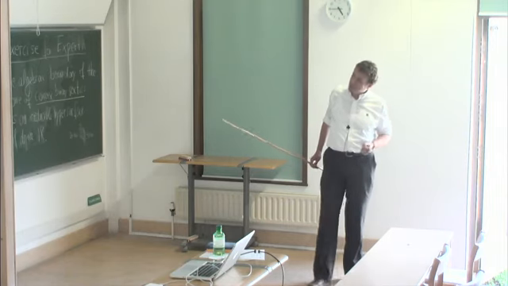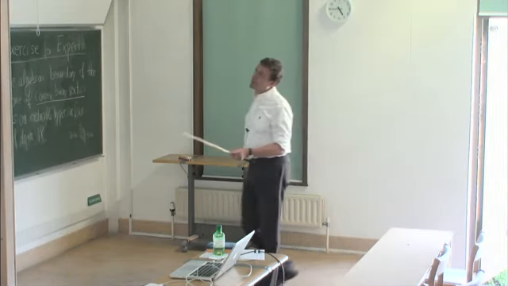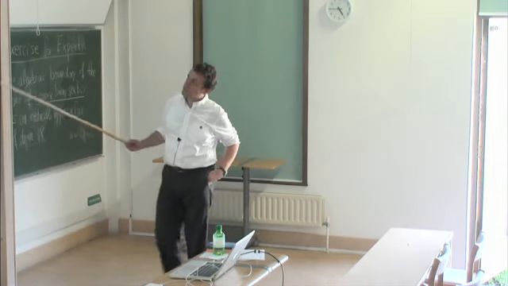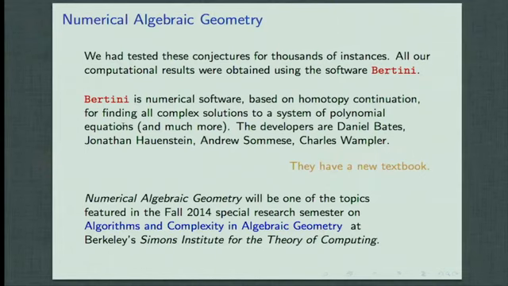In recent years, numerical methods have been developed. In particular, there's one software called Bertini, based on homotopy continuation for finding all complex solutions to a system of polynomial equations, and much, much more. So many of the computations that algebraic geometers are interested in, like decomposing varieties, computing cohomology, and so on, can be done numerically in Bertini.